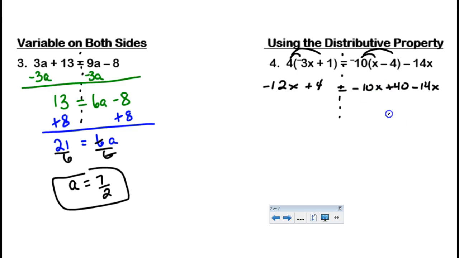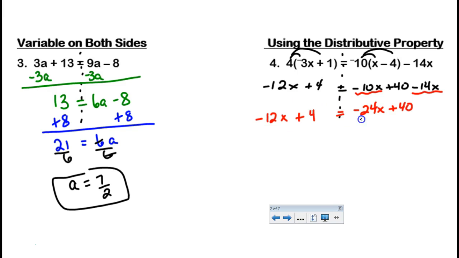Before I start worrying about what sides to collect my variables to, you got to clean up the sides themselves. I notice on the left side, I don't have any like terms, but on the right side, look at this. I got some like terms right there. So if I smush the negative 10x and the negative 14x together into one common term, that's a negative 24x. The plus 40 hasn't done anything yet. And now I can make a more informed decision as to how I want to proceed.